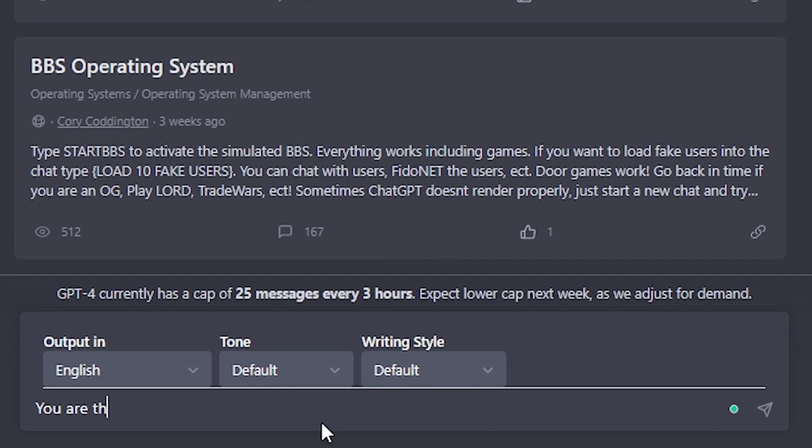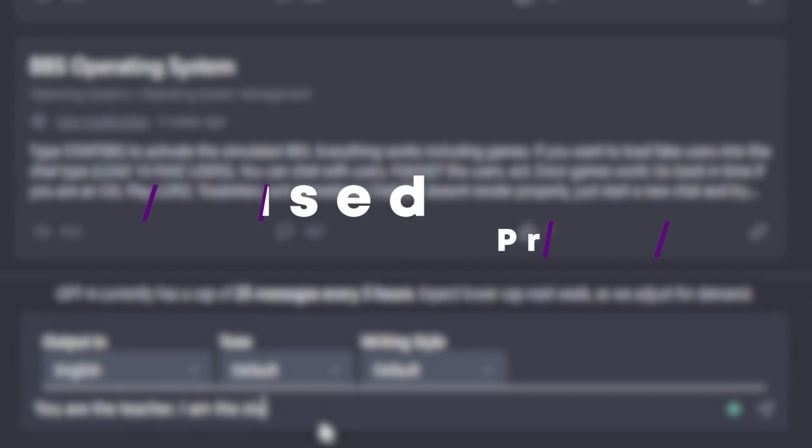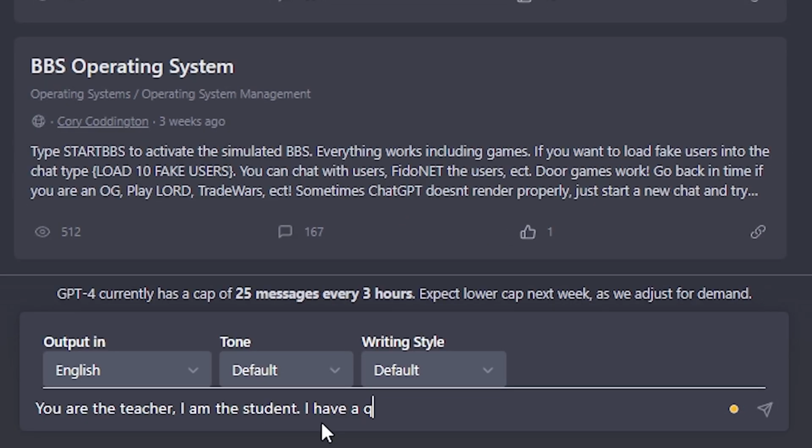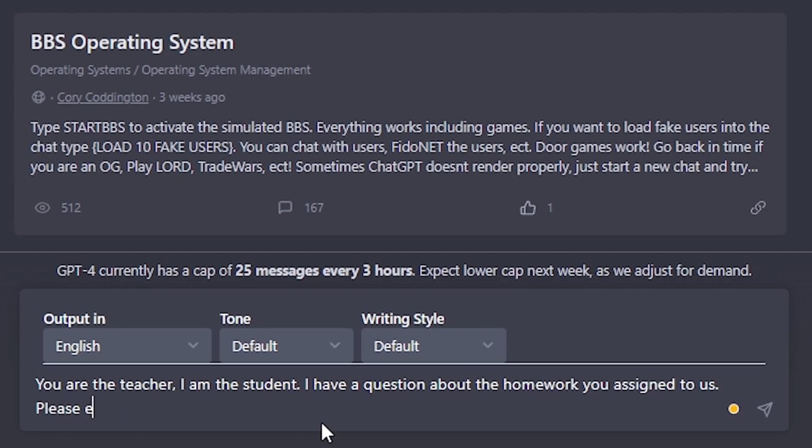The next technique is a fun one, and it's probably one of my favorites, and that is role-based prompting. That means you tell ChatGPT what role to play before you ask it anything. For example, you want ChatGPT to be your teacher and help you with your homework. You will say something like this: "ChatGPT, you're my teacher. I am your student. I have a homework question about fractions. Please explain how to add a half and a quarter."